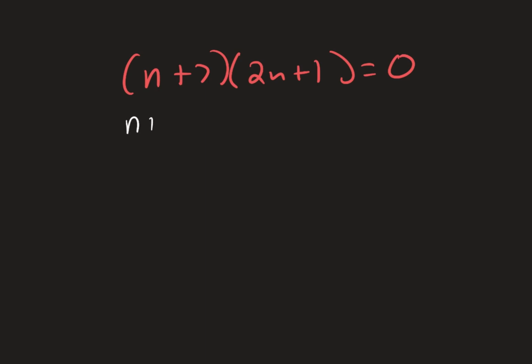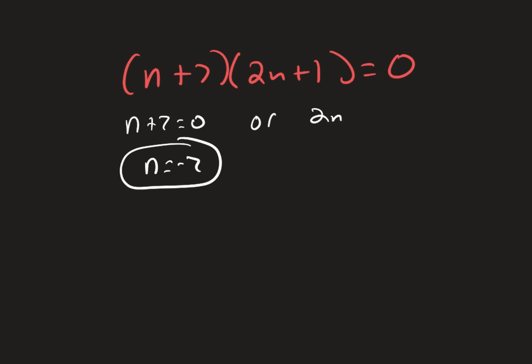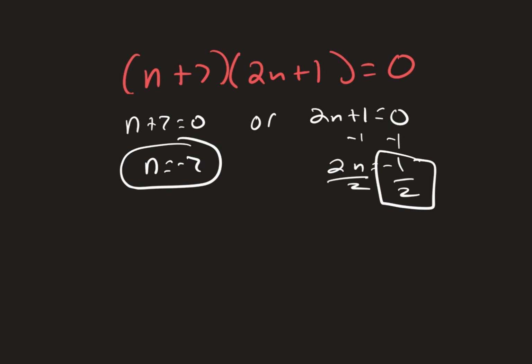So one of two things has to happen. Either n plus 7 equals 0. What's the solution for that? Negative 7. Or 2n plus 1 has to equal 0. Subtract 1 from both sides. Divide by 2. Negative 1/2. Leave it as negative 1/2. Don't even mess with it. Leave it as fractions. In algebra, we like fractions. We don't like decimals. Okay?